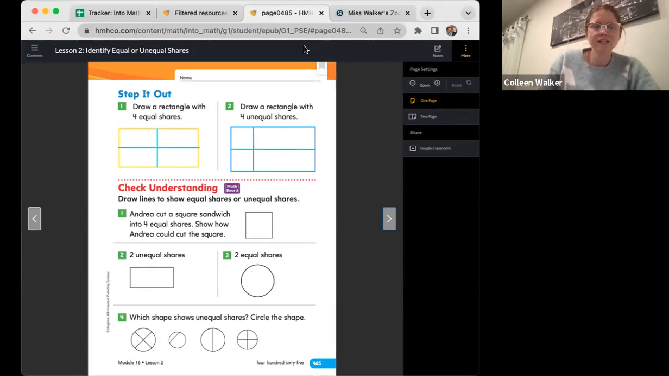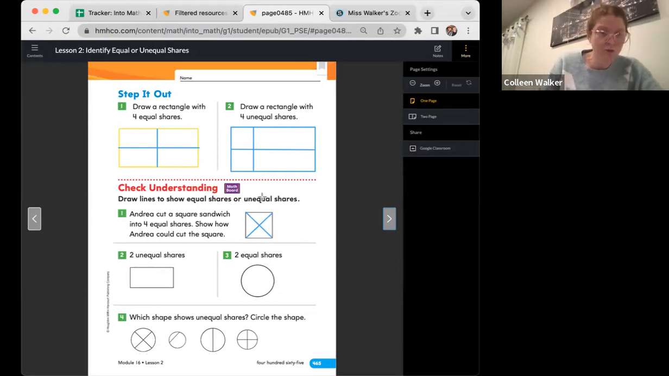Time to check our understanding. All right, so it says, Andrea cut a square sandwich into 4 equal squares. Show how Andrea could cut the square. How could she do it? That's right. She could cut it in half this way and in half this way. Good job, friends. And there's your 4 equal squares.